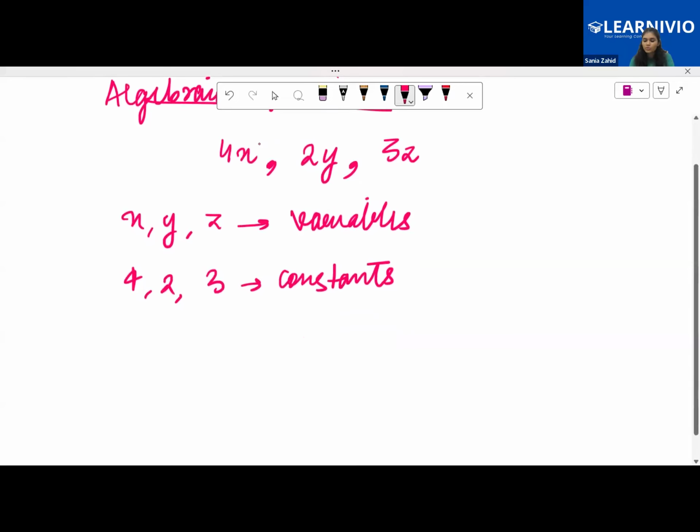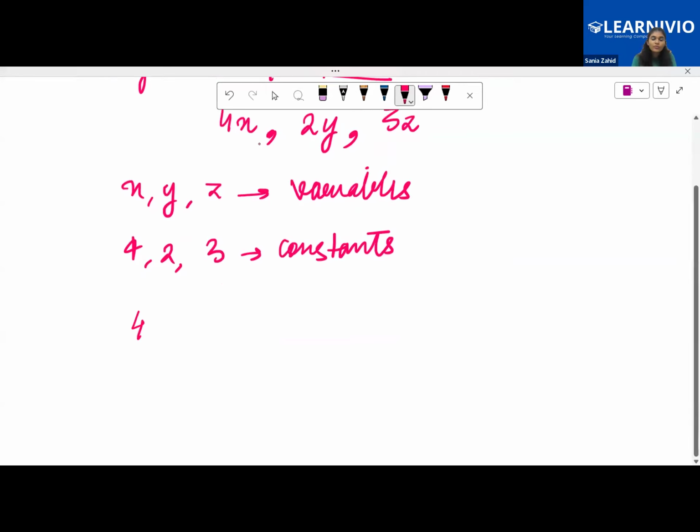Now, what is the difference between variables and constants? Variables are the values which can be changed, and constants are the values which won't be changed, like 4, 2, and 3. In 4x, 4 will remain fixed, but x can be varied. X can be any number, 1, 2, 3, 4. So x is called a variable because its value can be changed, and 4 is called a constant because its value does not change. Do you now understand the meaning of variable and constant?